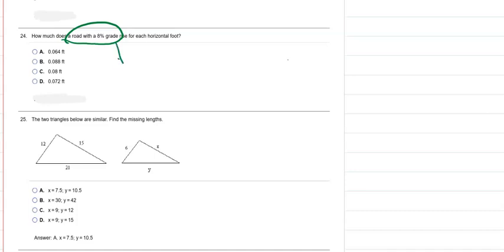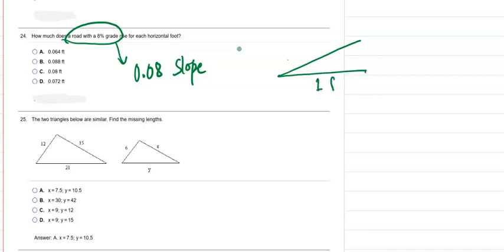So 8% grade means the road has a slope of 0.08. That's the slope of the road. Okay, so you think about the road here. That's the 0.08 slope. And the question tells you how much rise for each horizontal foot. So the question is, let's say this is the 1 foot, the horizontal, and how much is going to be vertical like before.